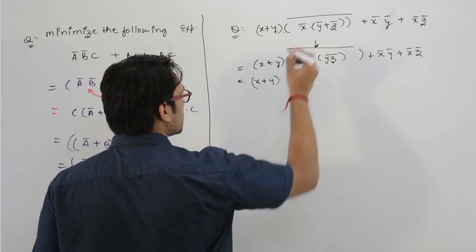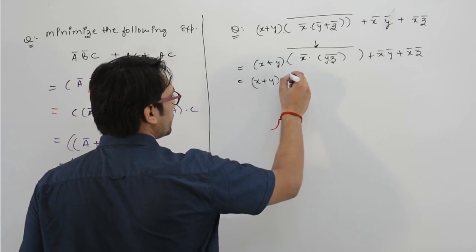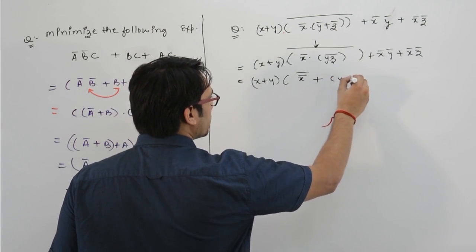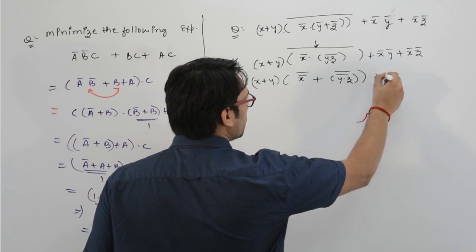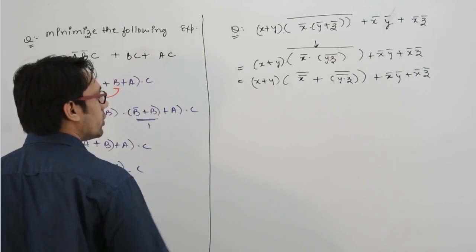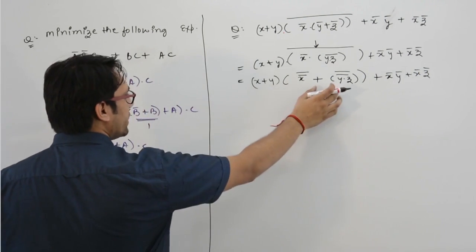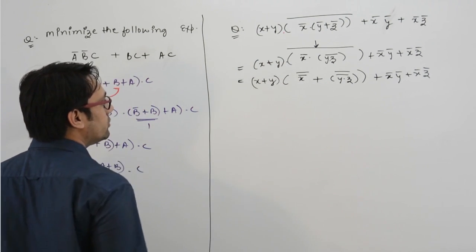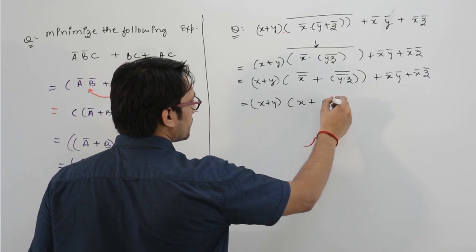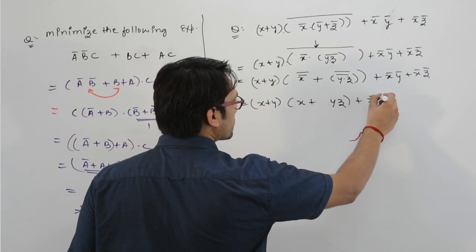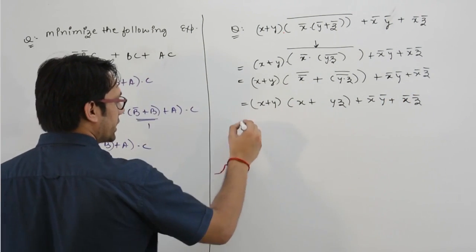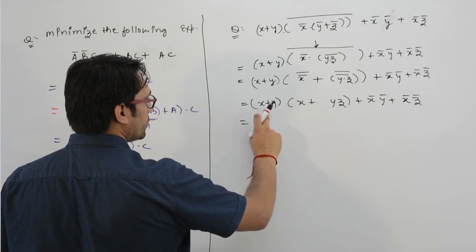So this is a bracket, this is a complement here, which can be written as x complement plus y dot z complement plus x complement y complement plus x complement z complement. I'm sure you have done this before. It is very simple. If you feel any problem here, just let me know. It can be written as (x plus y) dot (x plus yz) plus x complement y complement plus x complement z complement. You can distribute over here.